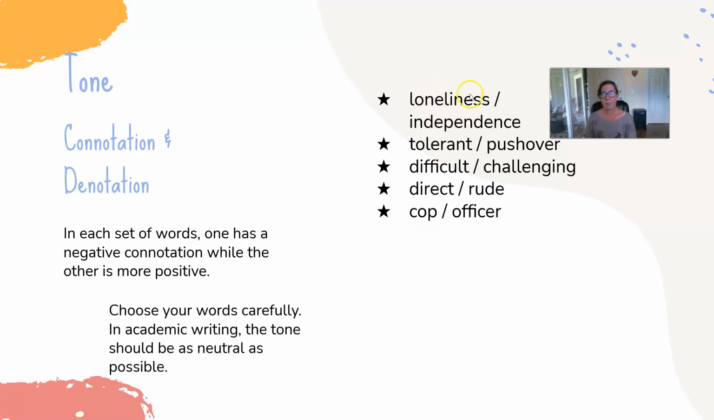Looking at these examples, loneliness and independence. Independence has a more positive connotation, loneliness a more negative connotation. Tolerant and pushover. Tolerant has a positive connotation, pushover a negative connotation. Difficult and challenging. Typically, challenging has a positive connotation, whereas difficult is a more negative connotation. Direct and rude. Direct has a positive connotation and rude has a negative connotation. And cop or officer. Cop has a negative connotation, whereas officer has a more positive connotation.